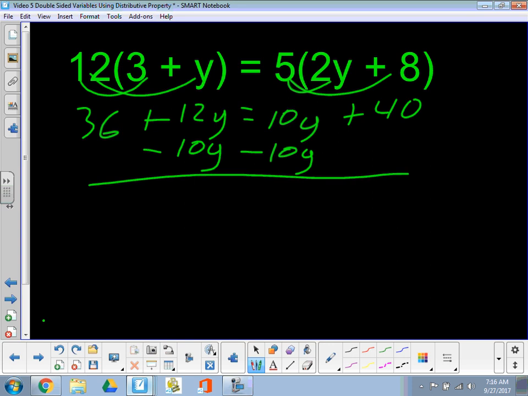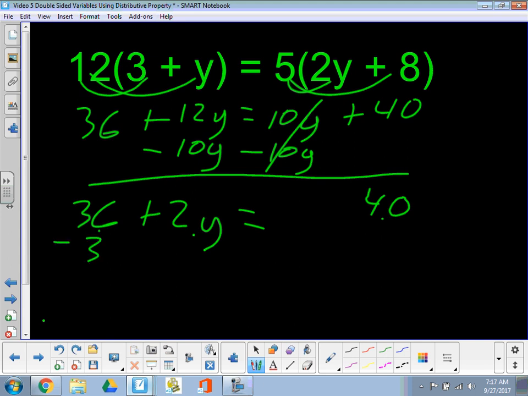In my previous video on solving double-sided variable equations, you will see, if you go back and look at that, that if I eliminate the 12y, I will still end up with the same answer in the end. 36 plus 2y is equal to, those two terms cancel, 40. Now, I've got a number, I've got a letter equal to a number. Goal in algebra is a letter equal to a number or a number equal to a letter.